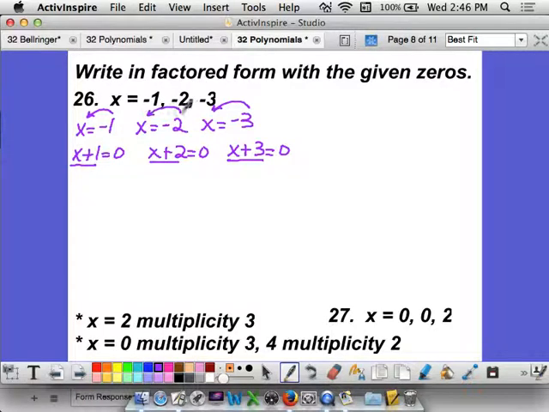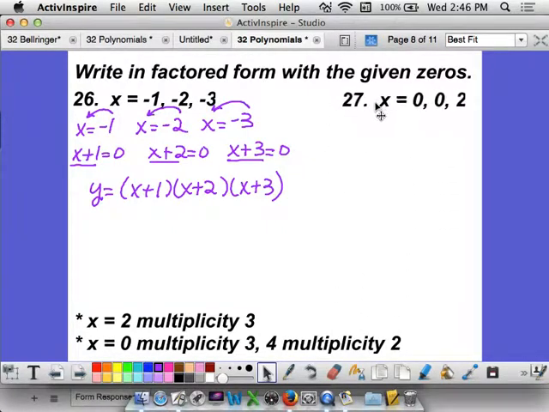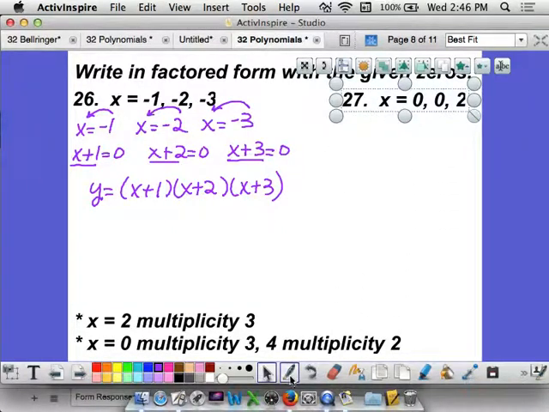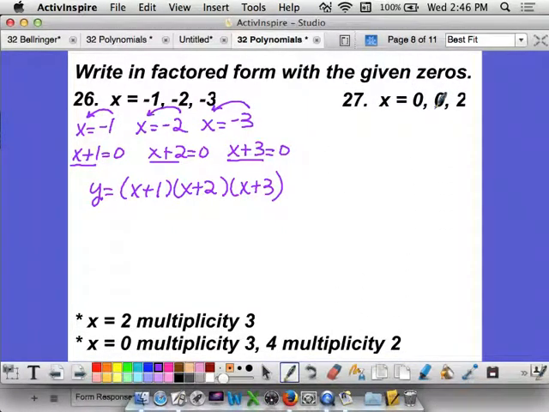When I go back and look, nothing repeats, so I do not have a multiplicity other than 1. So my answer would be y equals, and I'm just going to write these from left to right. Again, it doesn't matter the order, just looking at it from left to right, so that would be my factored form. Number 27, I do have a repeat here. I have two zeros, so I know I'm going to have a multiplicity. I know that I'm going to have an exponent.